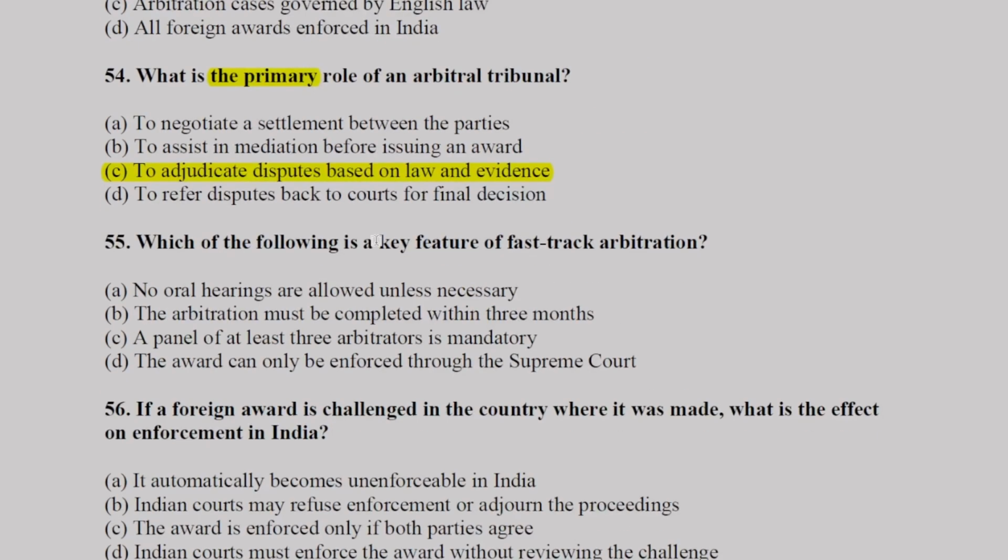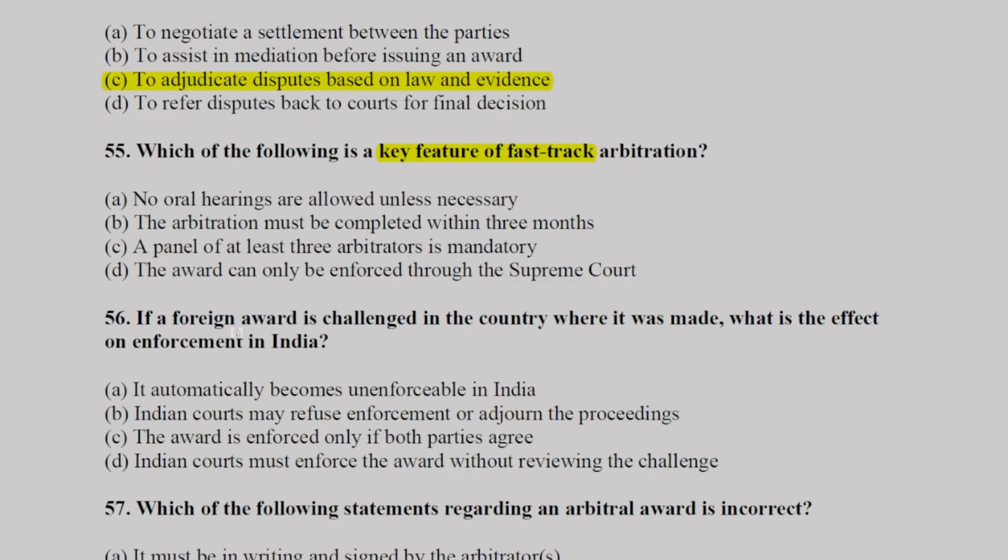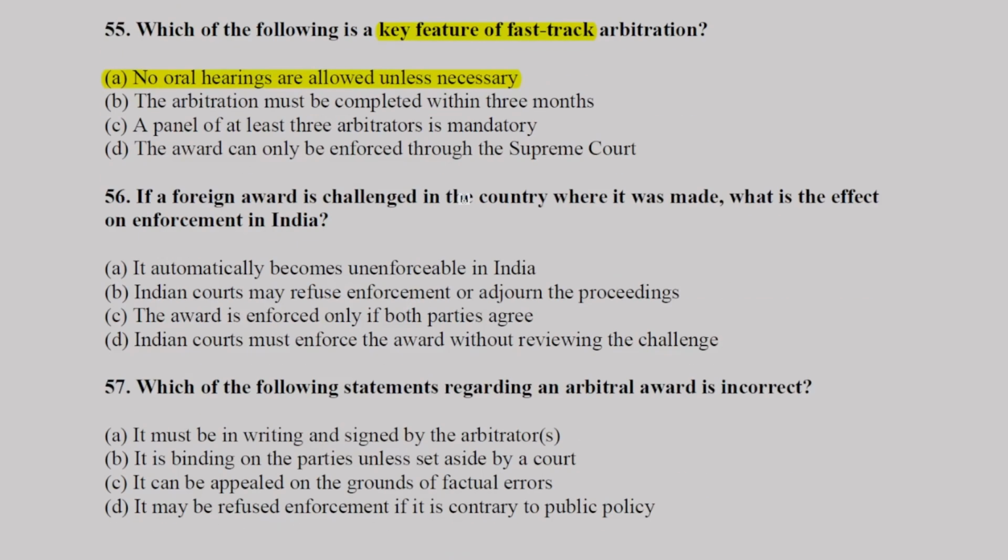Which of the following is a key feature of fast track arbitration? No oral hearings are allowed unless necessary. The arbitration must be completed within 3 months. No, a panel of at least three arbitrators is mandatory. No, the award can only be enforced through the Supreme Court. So the answer is A: no oral hearings are allowed unless necessary.